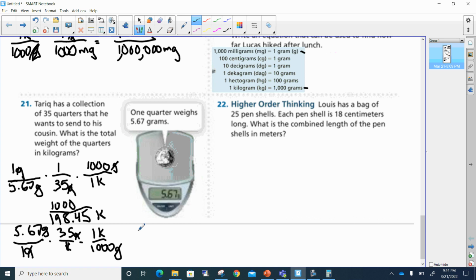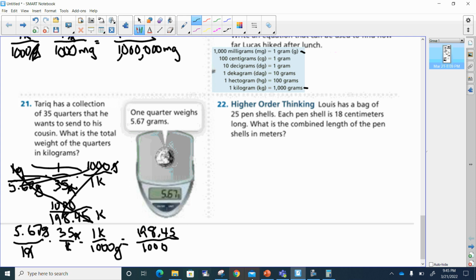So this actually should have been 198.45 over 1,000. That makes more sense. The reason it makes more sense is you didn't want to put 1 over 35. He had 35 quarters, not 1/35 of a quarter. So this really didn't make any sense. I apologize for taking you down the wrong road on that one. This is the one you want to follow.